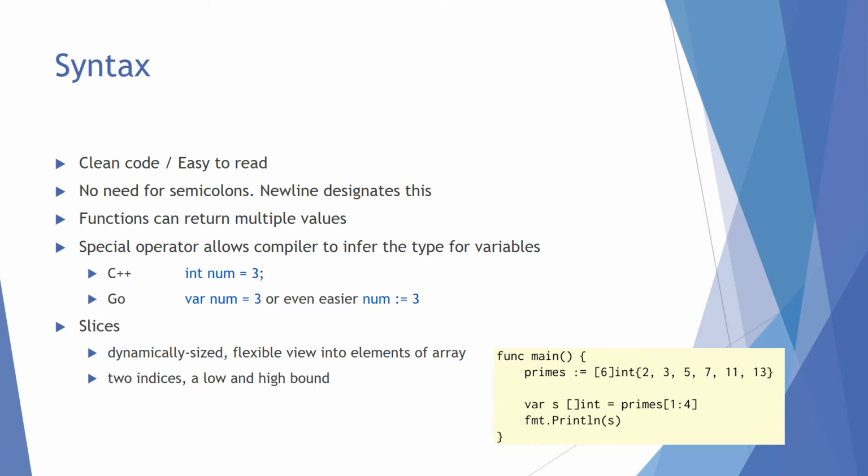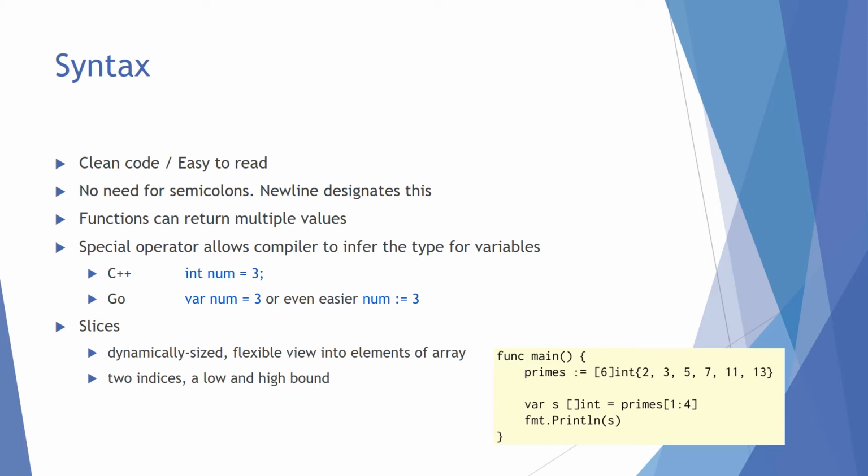There's some special operators in Go, one of them being the colon equals, which basically helps us to infer types. So in C++, we'd always specify the type at the beginning, int, then the name equals whatever value. With Go, you just simply put in the name for your variable, and then colon equals, and fill in the value, and it'll infer the type.